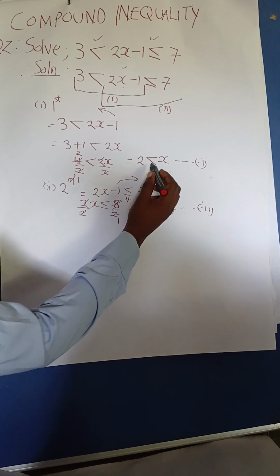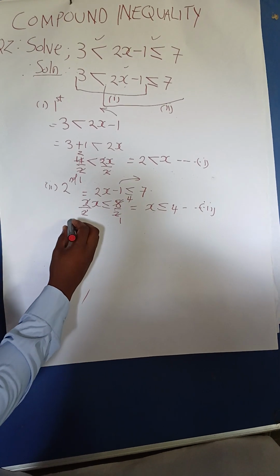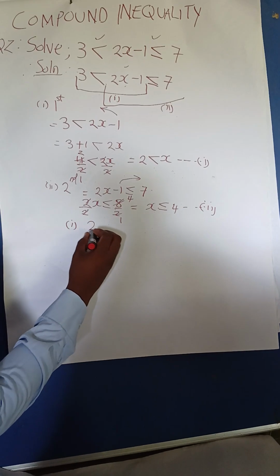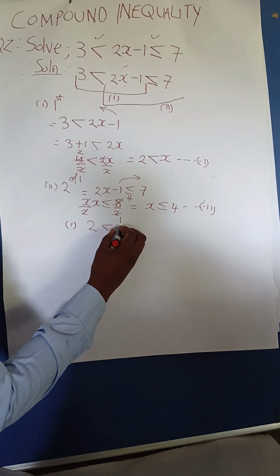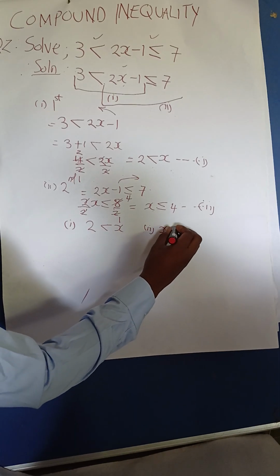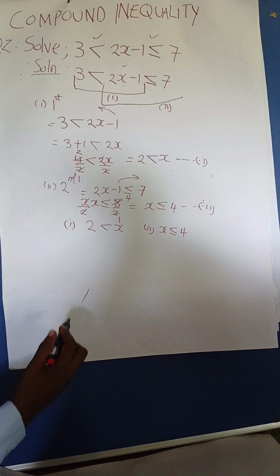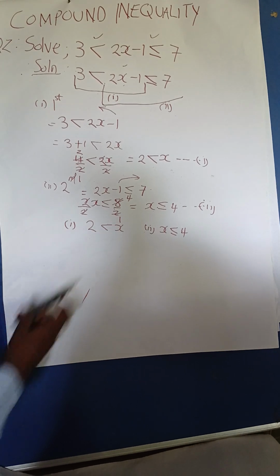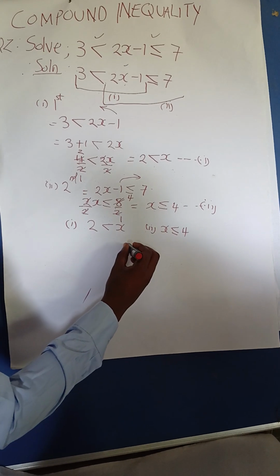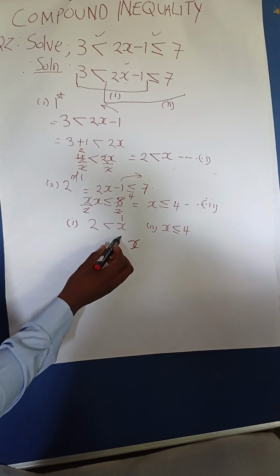Now, good. Now you have this and this. So we have our first inequality, 2 less than x. Then our second inequality, we have x less than or equal to 4. So what we'll do at the end of the day is combine these, meaning in the center we'll have x. So you can focus here.